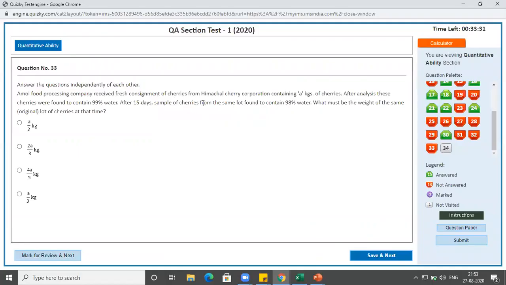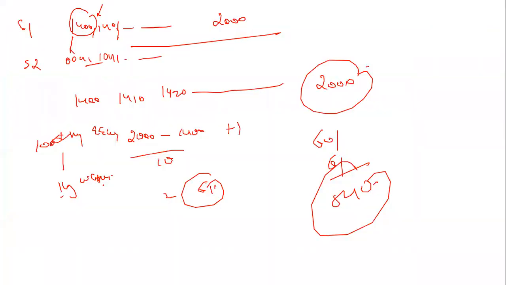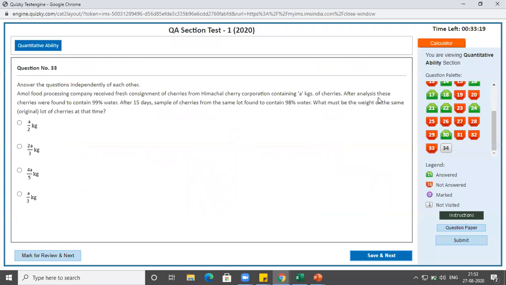After 15 days, samples from the same lot were found to contain 98% water. So instead of 99, now I have 98 water and 2 kg cherry juice. What was the weight of the same lot of cherries at that time? The juice has increased from 1 to 2, so the weight has decreased by half.